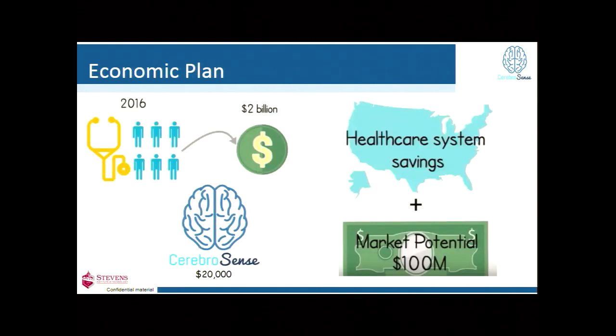Cerebrosensis also has the ability to really enter the market by targeting surgeons and anesthesiologists who have ties to medical schools. We believe this is a good way to do it since it's a perfect way to actually get into the curriculum and make its use a standard practice early on in their careers. To show you some of the statistics, in 2016 complications in open brain surgeries added up to $2 billion only in the US. So by offering Cerebrosensis at an estimated price of $20,000, we're going to be able to save the whole healthcare system. And at the same time, we are able to generate a market potential of $100 million.